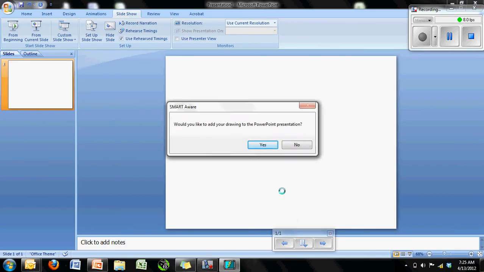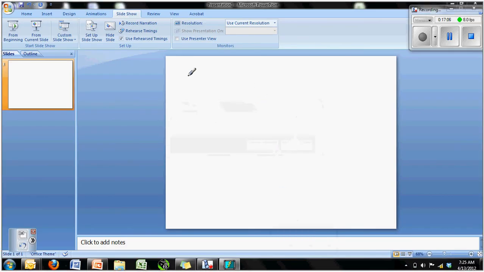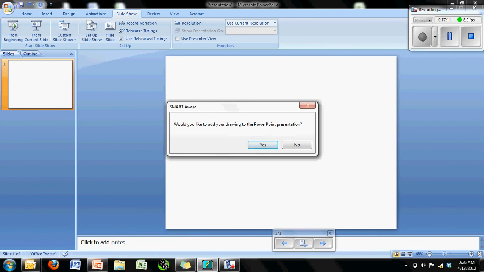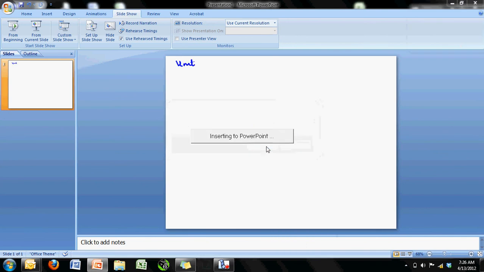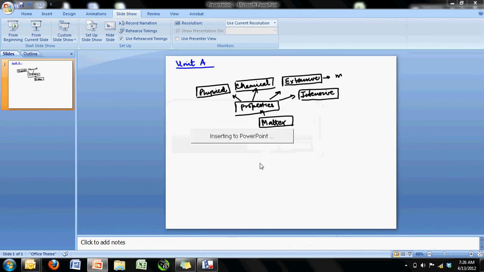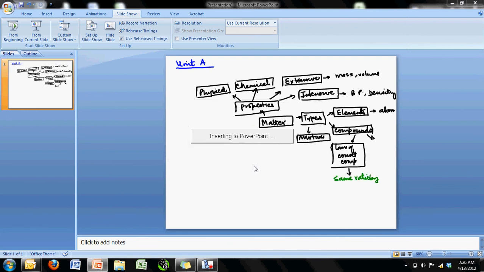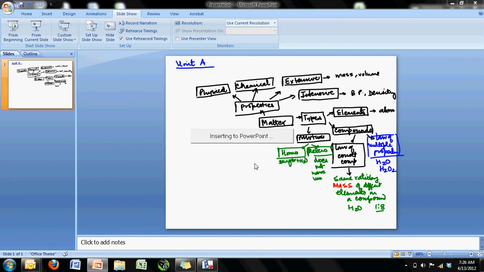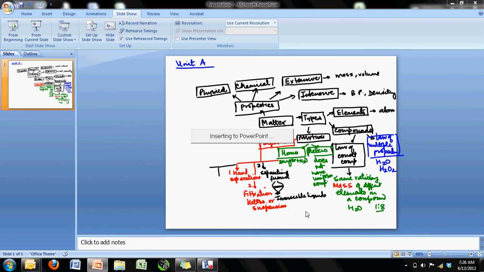Whoa, it's adding to my PowerPoint. Let's give it 1 minute, and then I'm quickly going to move over to analysis, and I'm going to talk about empirical and molecular formulas, then I'm going to talk about percent error, percent yield, and determining the formula of a hydrate. So while it is populating this slide, let me go over empirical and molecular formula.